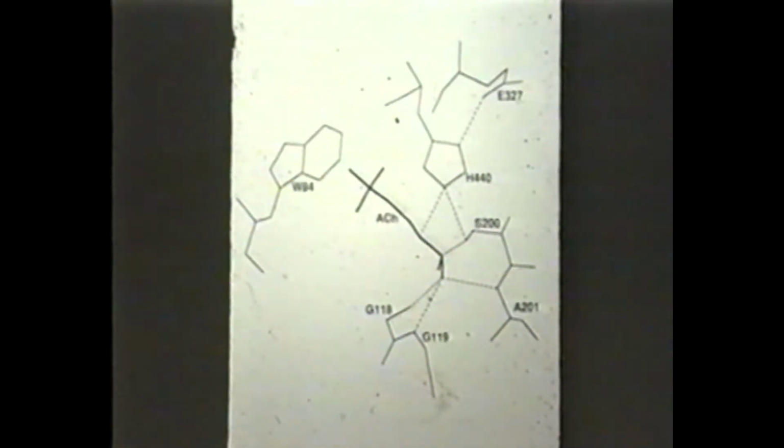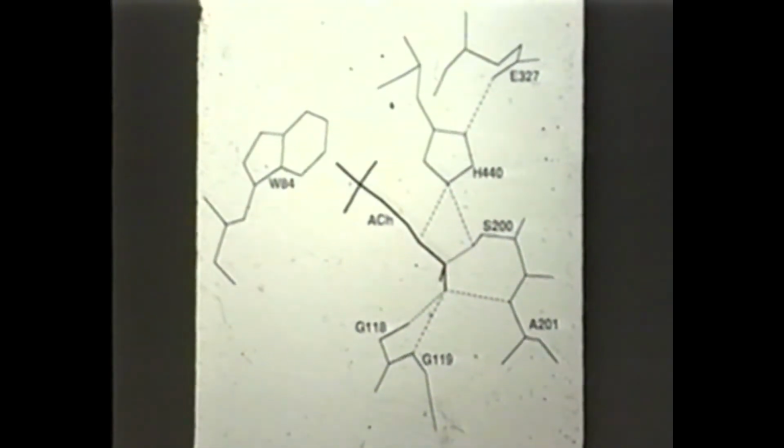So what we did is, when we determined the structure, we took the liberty and built a model of how we thought the transition state of the acetylcholine bound in the active site. This was based on some previous studies we had done in chymotrypsin, where we saw bound substrates or bound inhibitors forming a temporary covalent bond to serine 200.